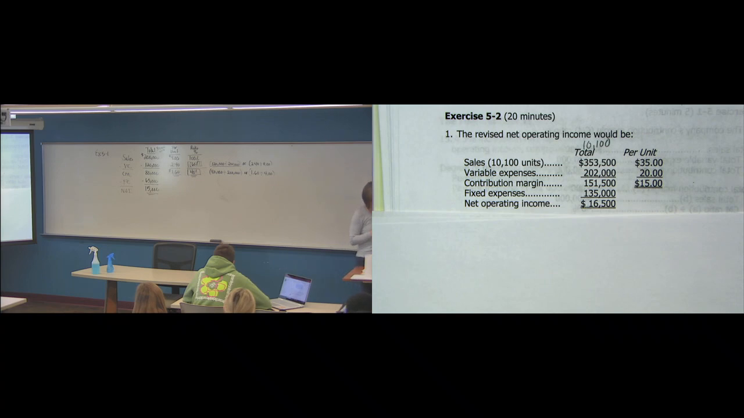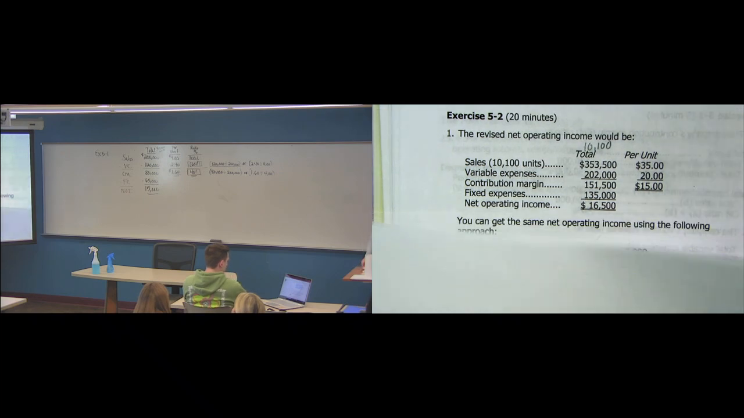So your new net operating income is $16,500, which is how much more than previous? 1,500, okay? The reason I ask that is because there was a shortcut to getting that answer. Anybody want to tell me what that shortcut was? You take the 100 units by the $15 of the contribution margin.